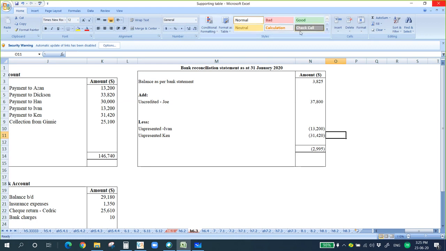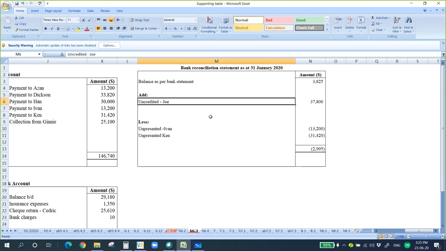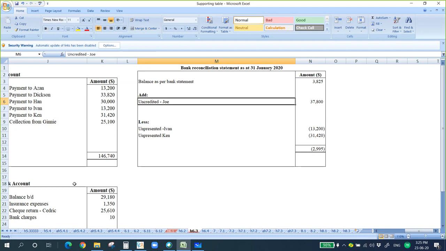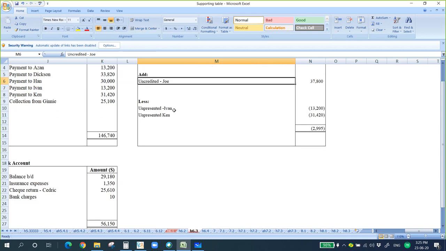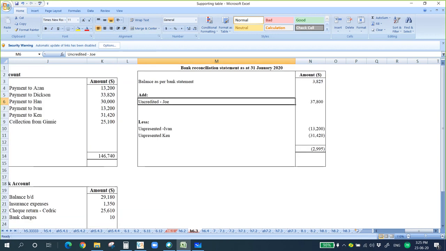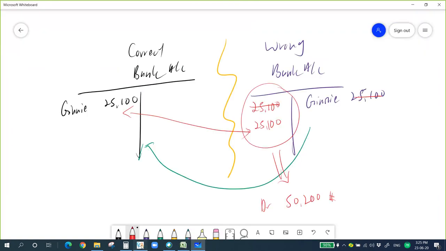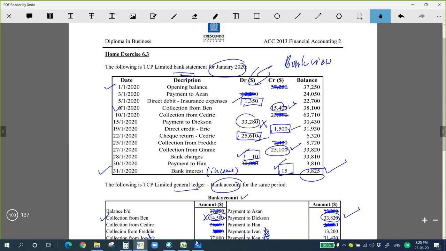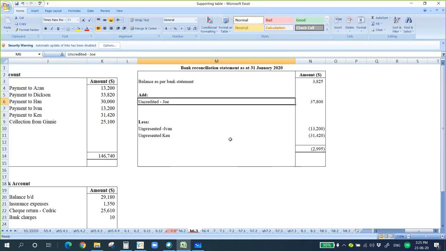I repeat, for uncredited check it is a positive amount in the bank reconciliation statement. It means that in the ledger we have recorded the collection, but the bank statement has not yet recorded the collection. That's why we have to add it to the bank statement amount. Unpresented check, in our ledger here, we have minus. We have recorded the payment. However, this payment is not shown in the bank statement. So what we need to do? We need to minus.